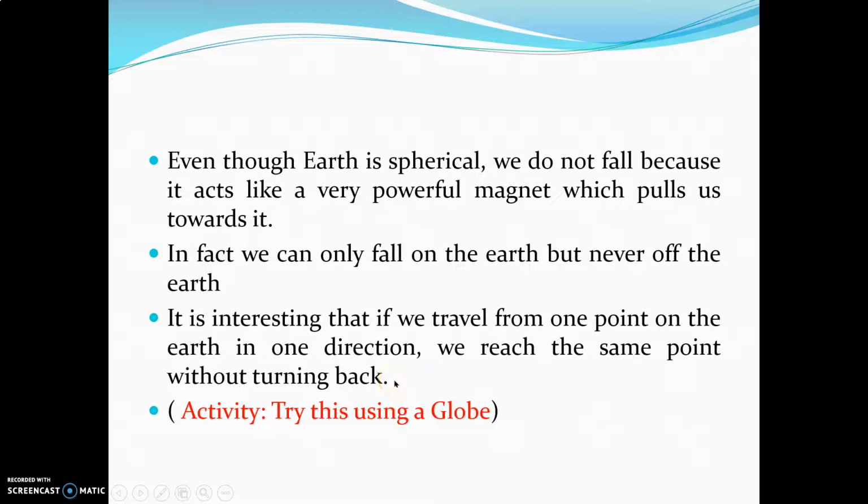This is an activity: try this using a globe. Since we are not meeting in the class, I cannot bring the globe to your class, but if you keep your finger on one place and move it around the globe like this, you will reach the same place again. Why? Because the shape of the Earth is like a sphere or spheroid. That is the reason.